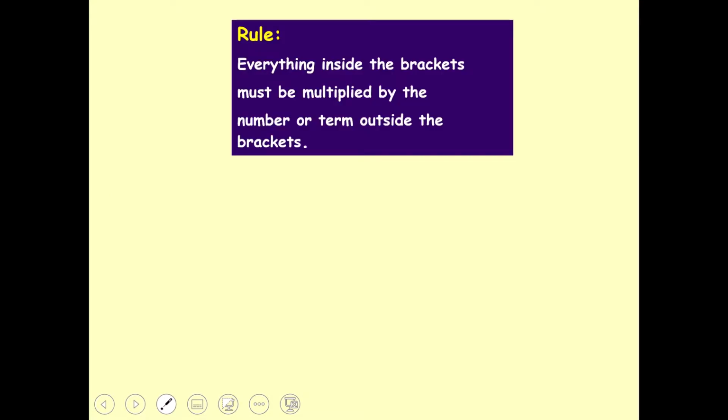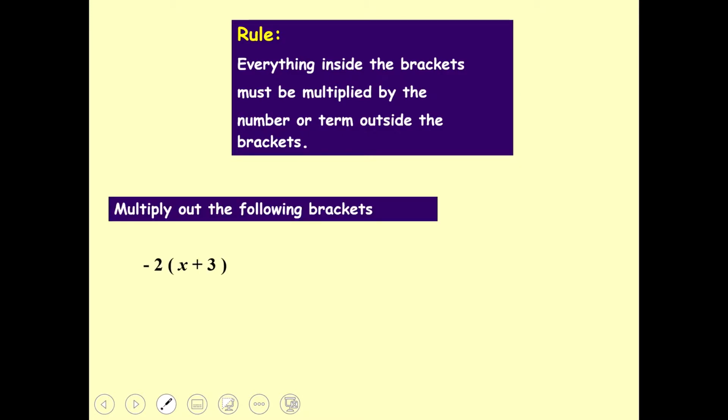Same rule, everything inside the bracket must be multiplied by the number or term on the outside. In this example, we've actually got negative 2 on the outside of our bracket. So this time we're going to take negative 2 times x to give us negative 2x, and then negative 2 times positive 3, which gives you negative 6.